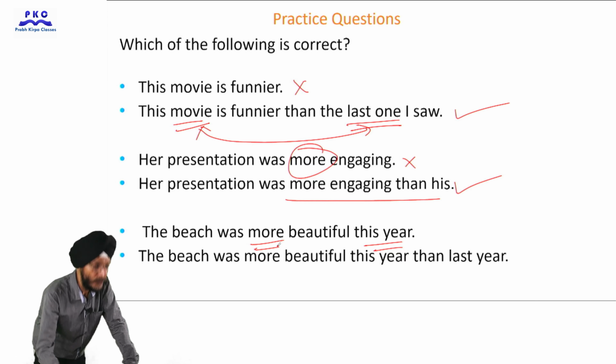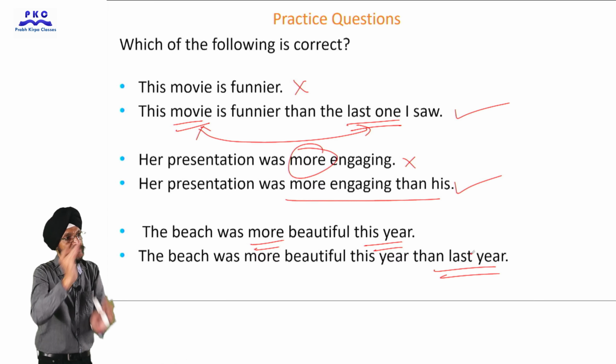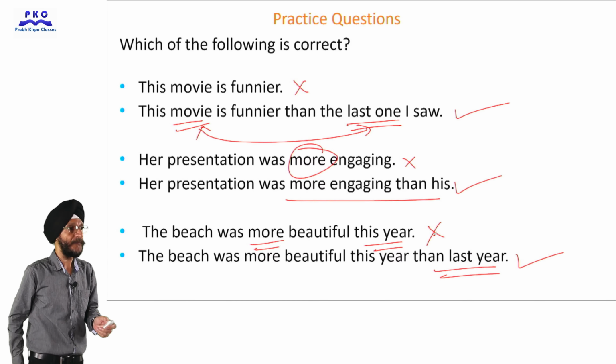The beach was more beautiful this year. Here we have again used the word more. So here we have to make a comparison than last year. This year and last year comparison has been made. So this is okay, this is wrong.